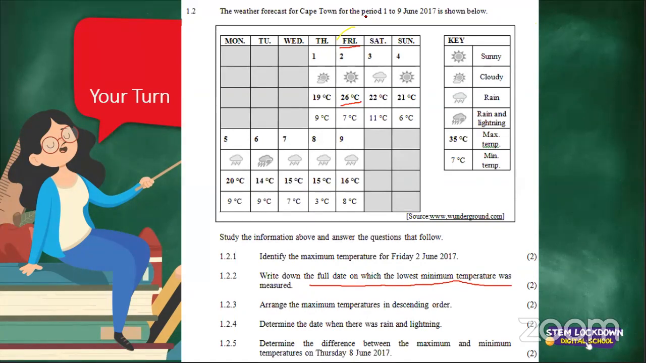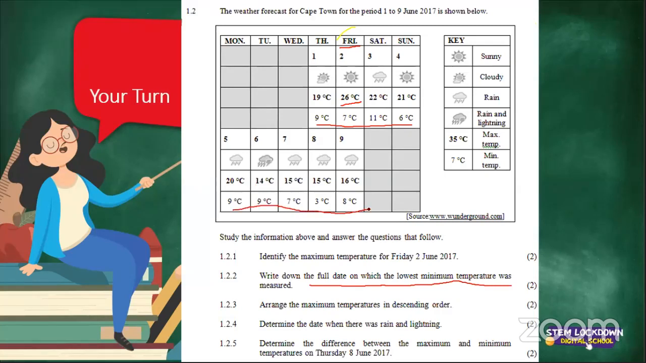I'm getting answers from these learners. From Butumelo, and so far it's Butumelo. Now obviously we're looking at minimum temperatures. Minimum temperatures are these temperatures here.